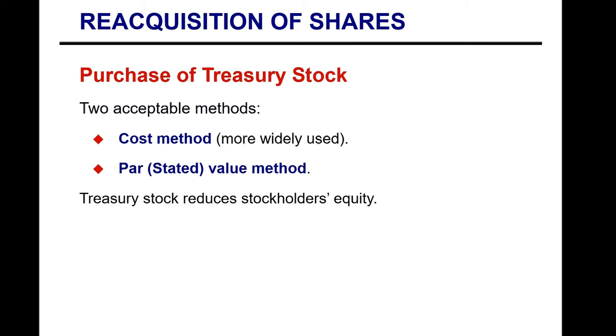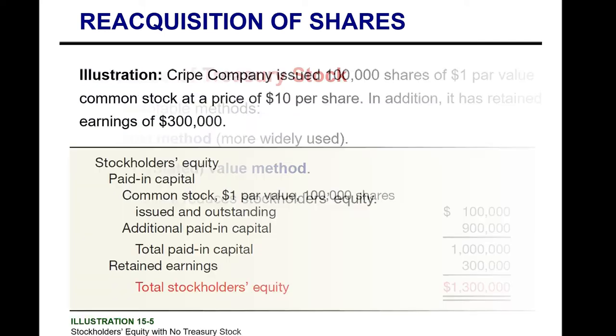Treasury stock reduces stockholders' equity, so that's where the treasury stock would go. When we buy back shares, we're going to buy it back through what we call treasury stock, and therefore it's going to reduce the stockholders' equity as a result of that. Okay, it goes in the equity section of the balance sheet.